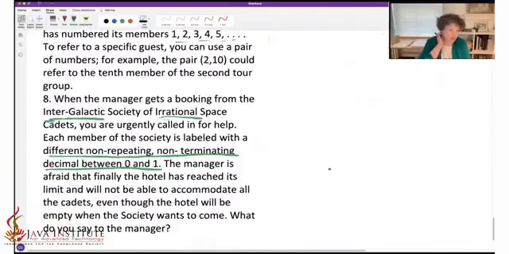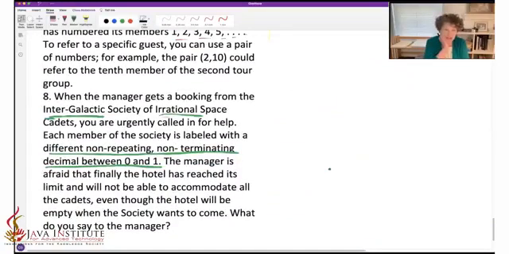Okay, now the manager is afraid that finally the hotel has reached the limit and will not be able to accommodate them. And the hotel's empty, so that's nice. So now I kind of gave you a hint here with this irrational in here. And this is exactly the same as the problem where we tried to find the cardinality of the real numbers. And this is the hardest thing we did yesterday. And this is actually the hardest thing we're going to do in the whole 4 lessons.